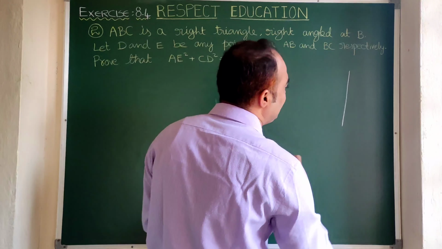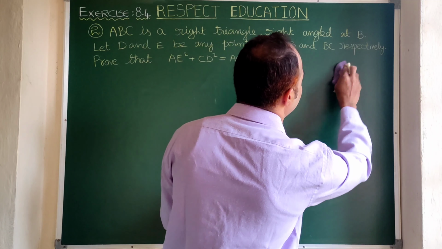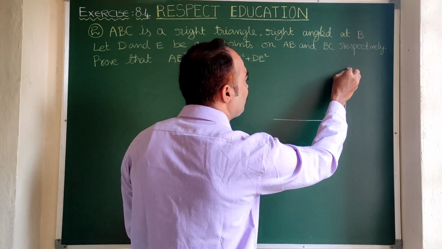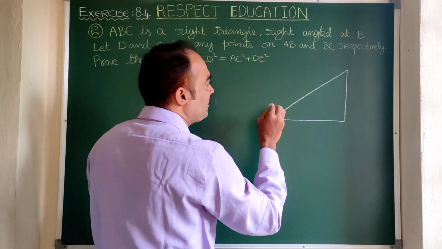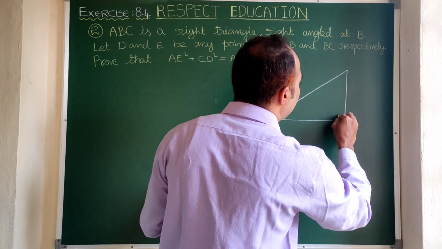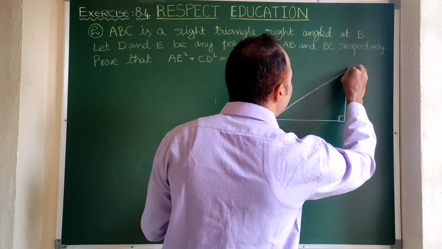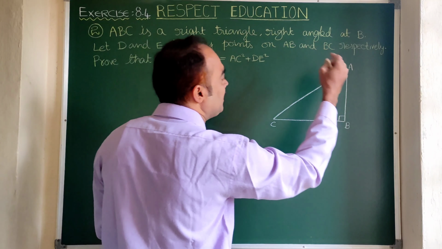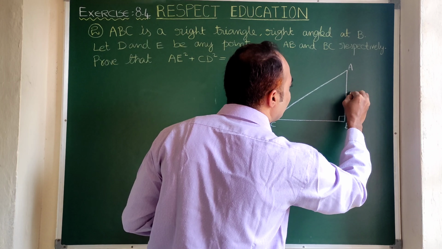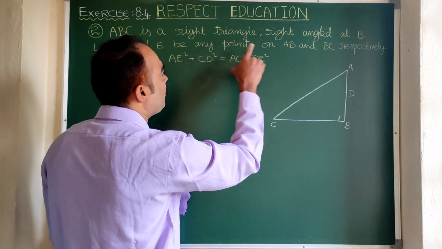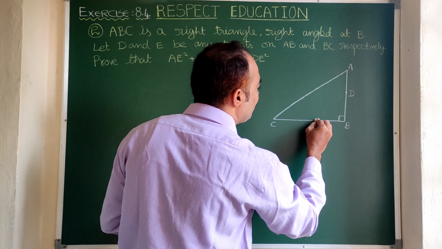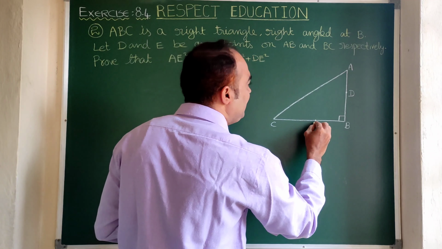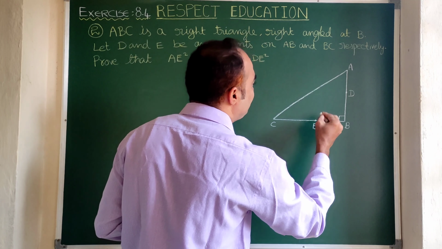So here ABC is a right angle triangle, right angled at B. So here is B. We can take A here and C here. Now D is a point on AB, so consider D here. And E is a point on BC. It is not given that they are the midpoints, so we can take them anywhere. E is the point on BC.